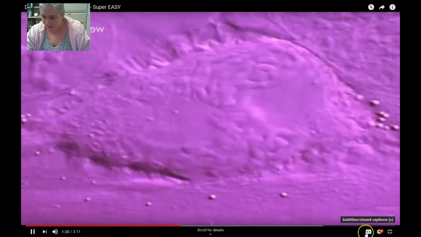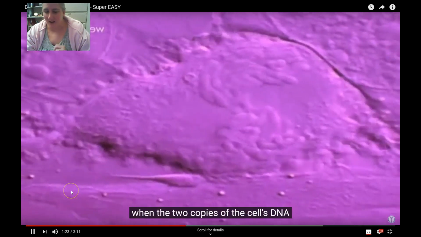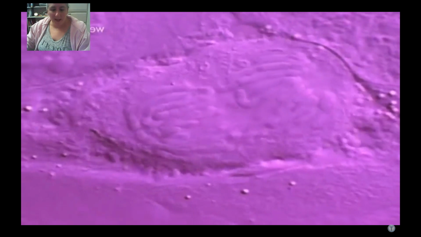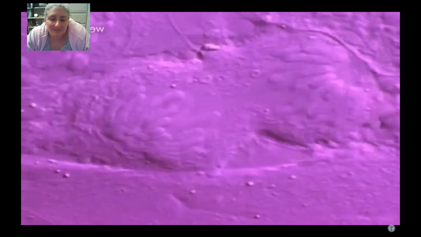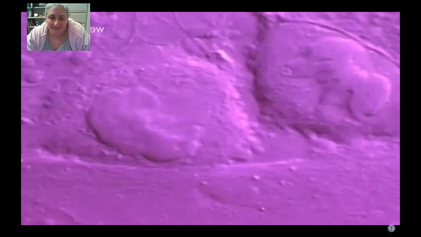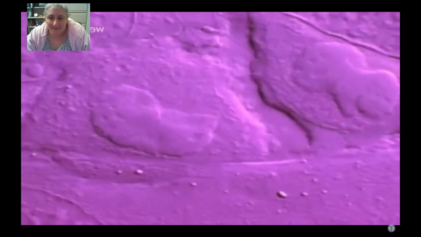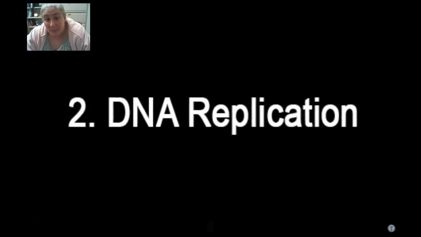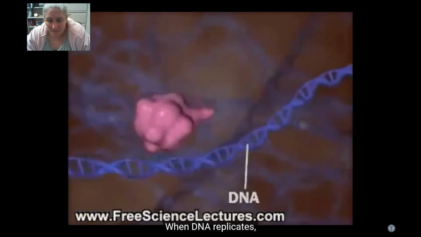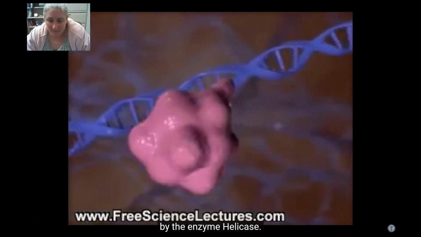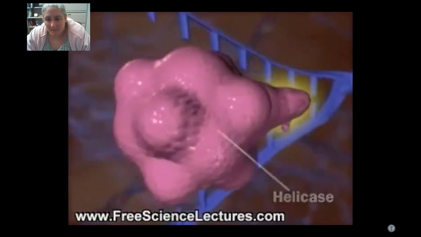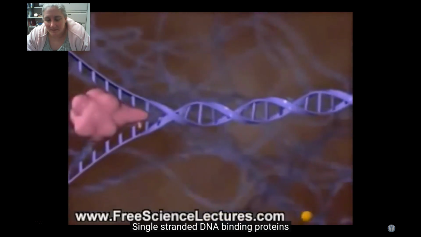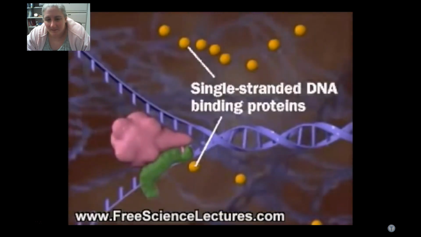Chromosomes are not always present. They form around the time cells divide when the two copies of the cell's DNA need to be separated. When DNA replicates, its strands are separated by the enzyme helicase. Single-stranded DNA binding proteins keep the strands from reannealing.